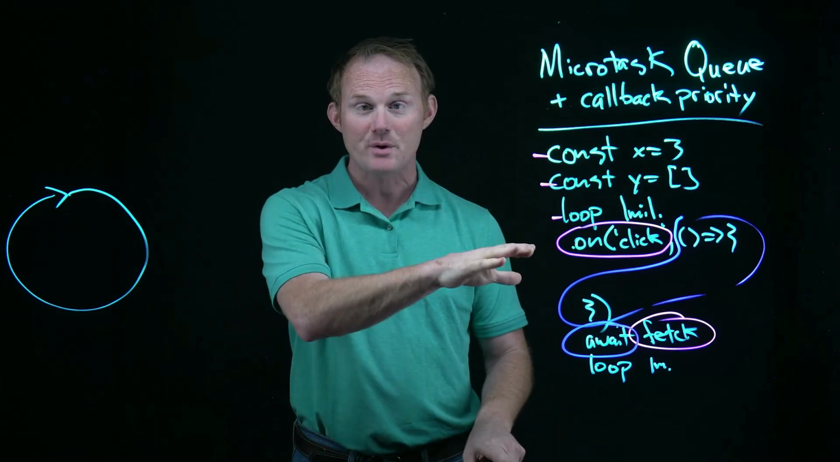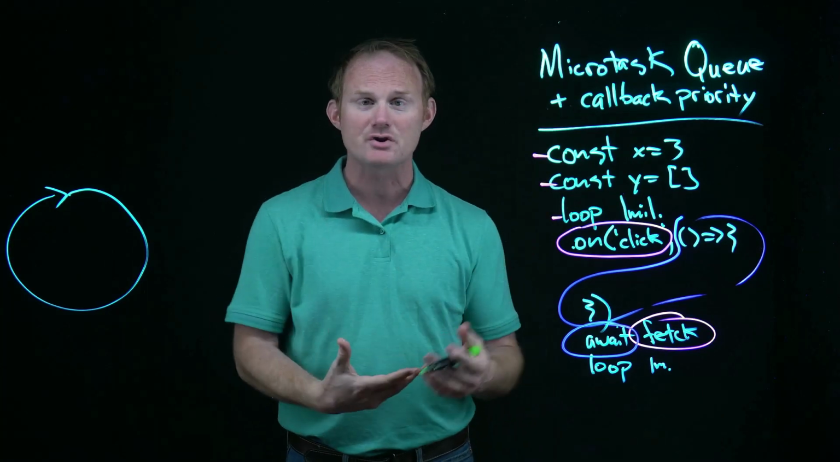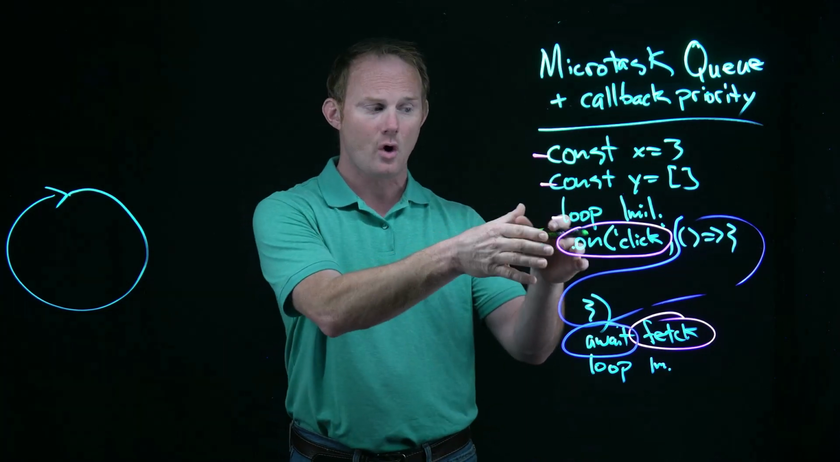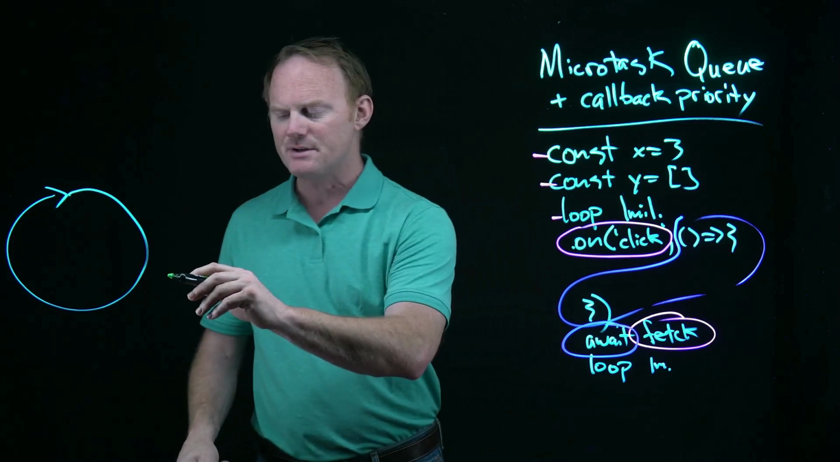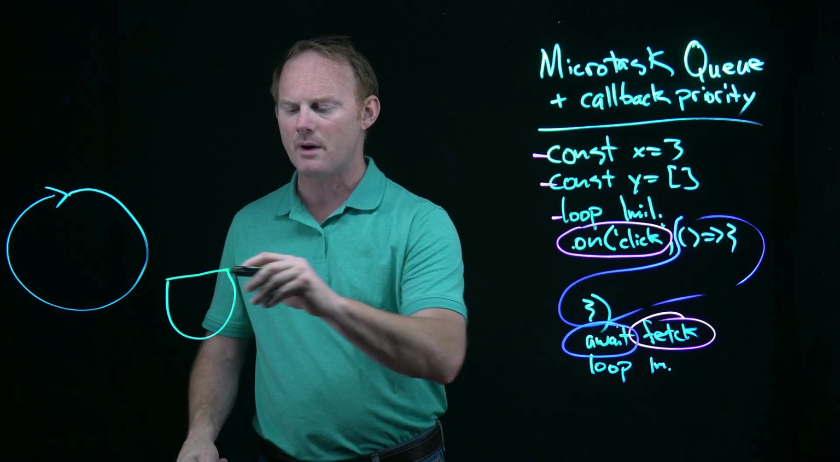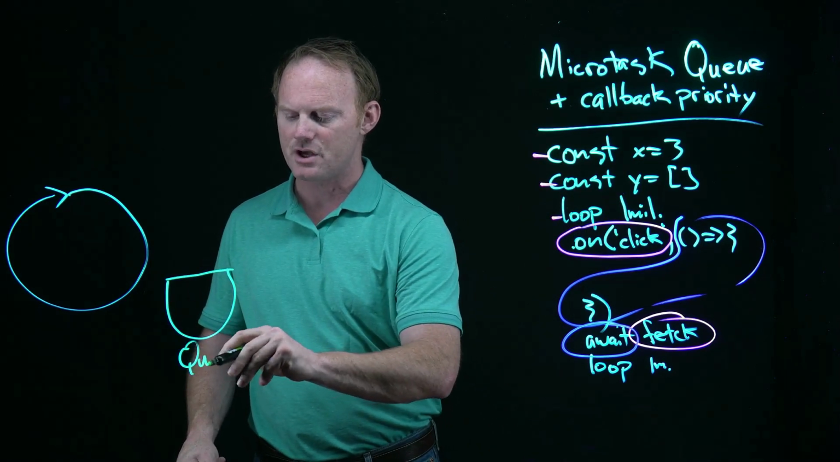Well, as we process all the synchronous lines and all the function calls and so on, whenever a callback is encountered, so this dot on click, that callback, up until 2015, there was only one bucket, and it is called the queue.